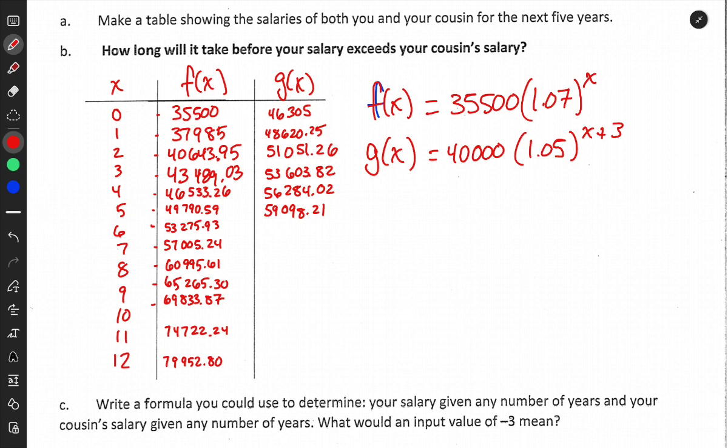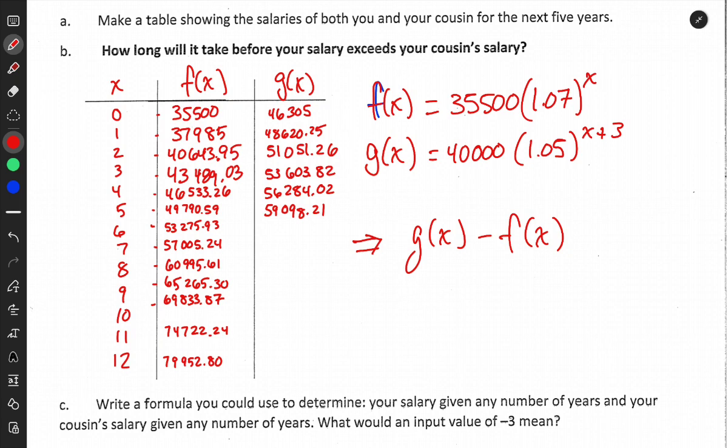I'm going to take your cousin's salary, which is g of x, and subtract from that your salary, which is f of x. Initially that's going to be positive because your cousin's making more money. But at some year down the road, you are going to be making more money than your cousin, and the moment that happens, this function is going to produce a negative number. So on my TI-30X Plus, like the classroom calculators that we have, I'm hitting table, clearing my current table, and I'm going to enter the following.